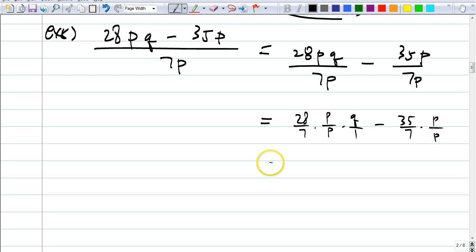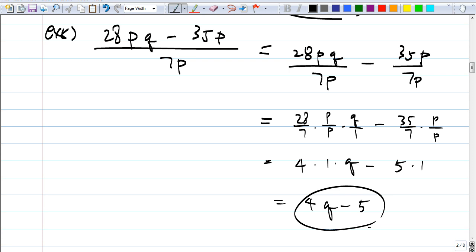So class, what is 28 over 7, first of all? 4. What's p over p? 1. 4 times 1 times, what's q over 1? q. Minus, what's 35 over 7? 5. What's p over p? 1. So the answer becomes 4q minus 5. Raise your hand if you got 4q minus 5. Does this make sense?